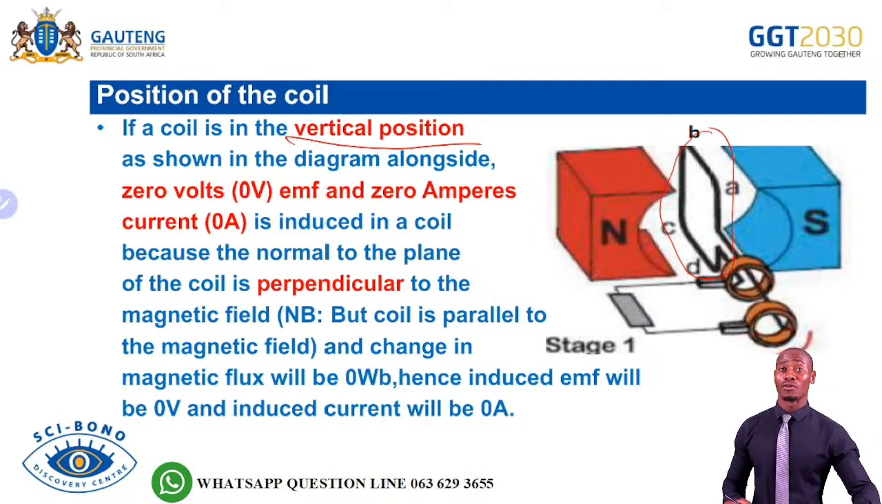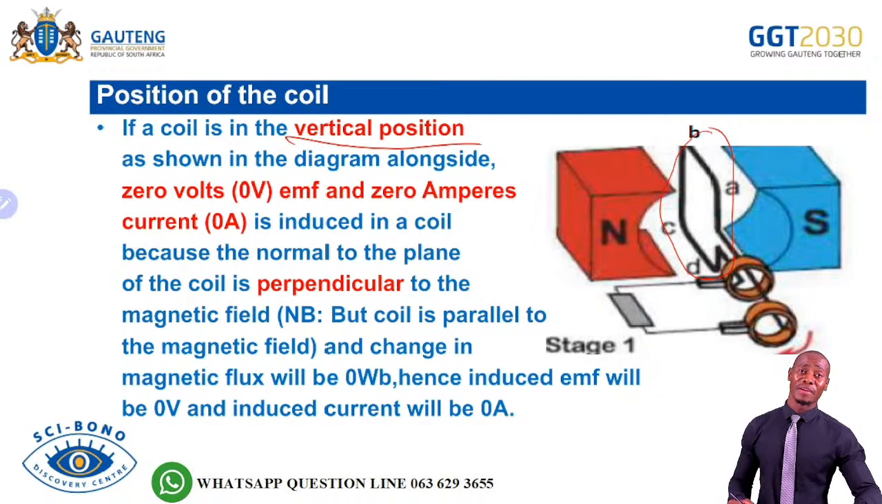But if the coil is in the horizontal position, maximum EMF is induced. So to explain, you can even just talk about what? Change in magnetic flux. So if the coil is in the horizontal position, there will be change in what? In magnetic flux. All right. But if the coil is in the vertical position, there will be no change in what? In magnetic flux. So no change in magnetic flux. Then what about EMF? EMF is also going to be what? 0 volts. So that is very, very important, learners.